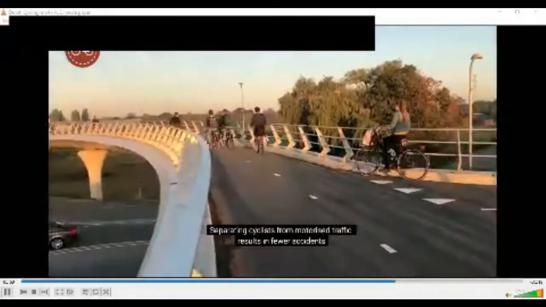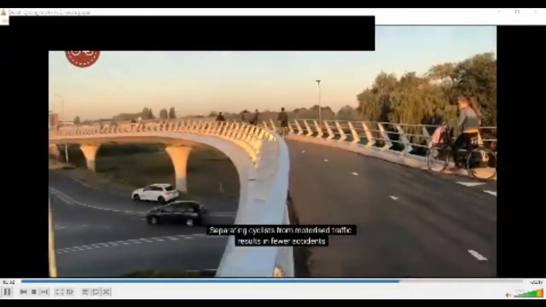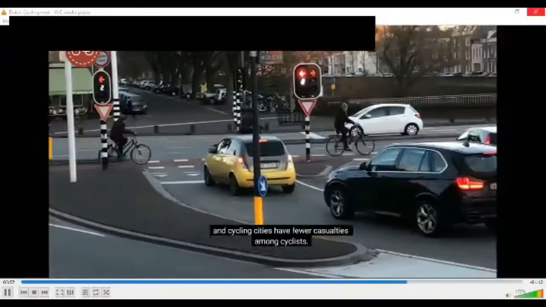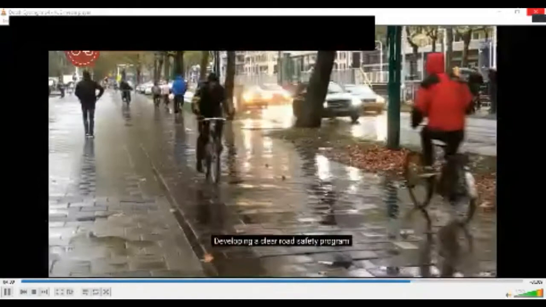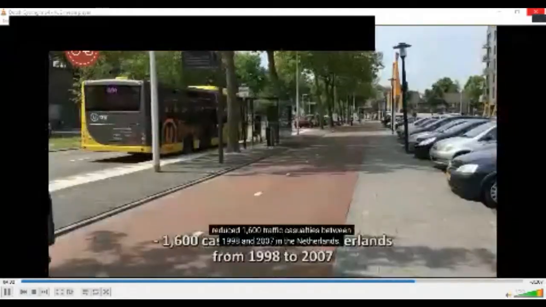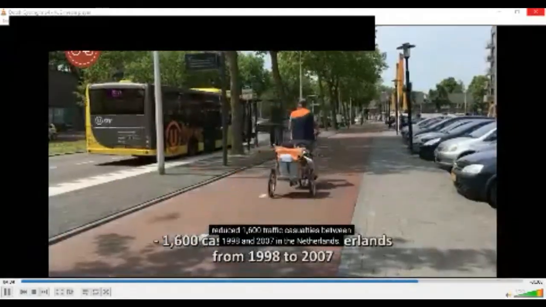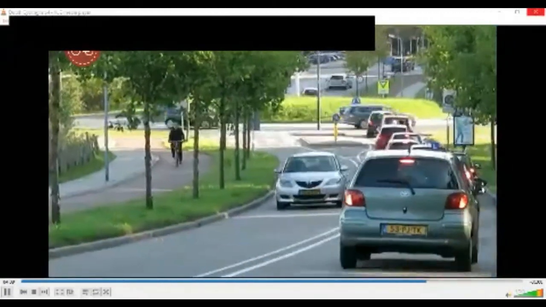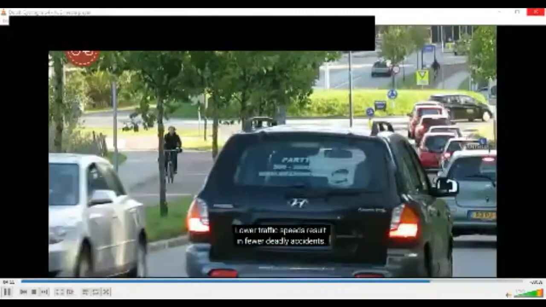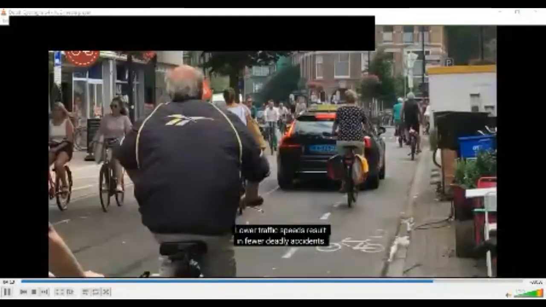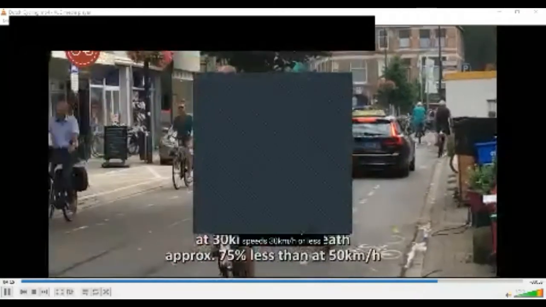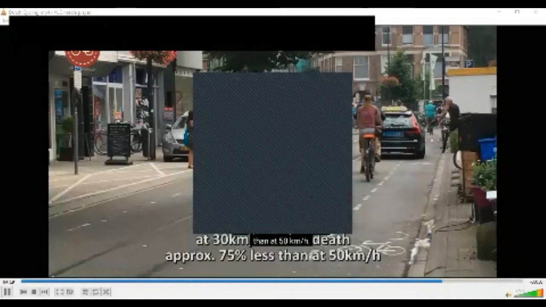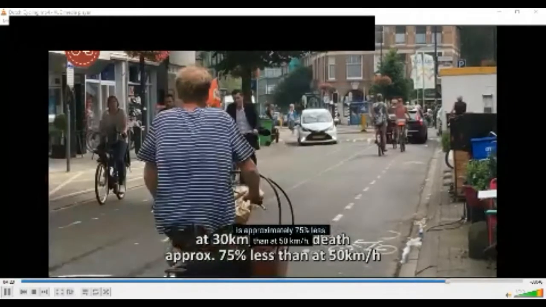Separating cyclists from motorized traffic results in fewer accidents, and cycling cities have fewer casualties among cyclists. Developing a clear road safety program reduced 1,600 traffic casualties between 1998 and 2007 in the Netherlands. Lower traffic speeds result in fewer deadly accidents. The likelihood of a deadly accident at speeds of 30 km per hour or less is approximately 75% less than at 50 km per hour.